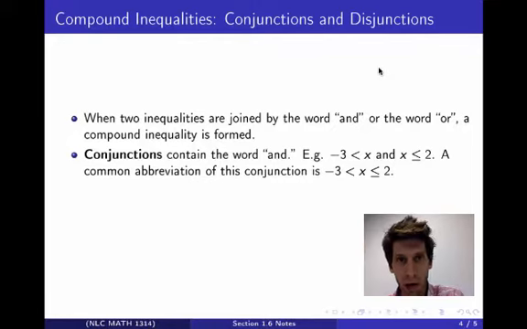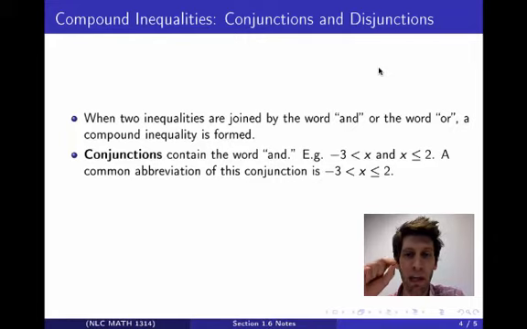There's a common way to abbreviate this particular conjunction, and that's that -3 is strictly less than x, which is in turn less than or equal to 2. Notice that there's two inequalities in the same statement here.